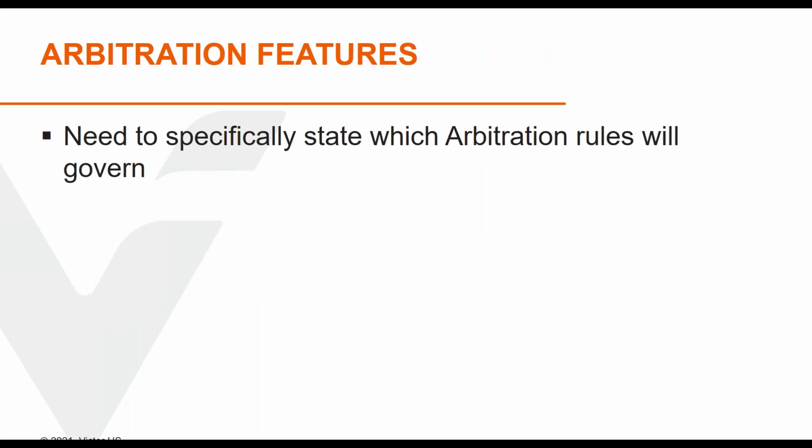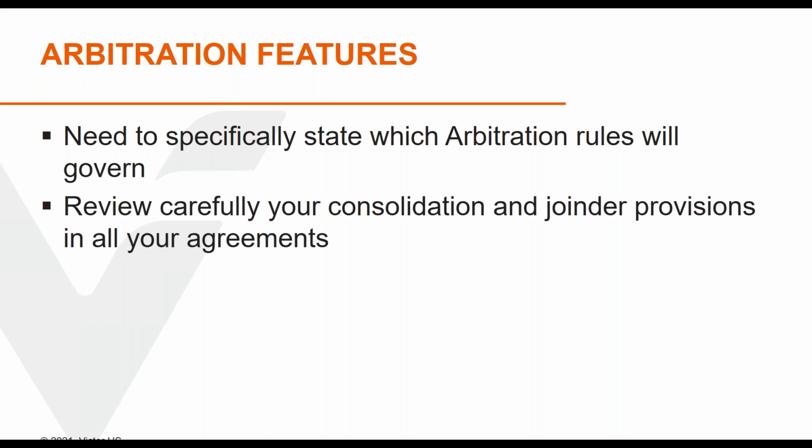So in your contract, you need to specifically state which arbitration rules will govern. And you should also carefully review your joinder and consolidation provisions in all your agreements. Consolidation means that if there are other parties who should be consolidated into your dispute, then they should be brought in. And if that is not part of their contract, then you really don't have a way of compelling that.